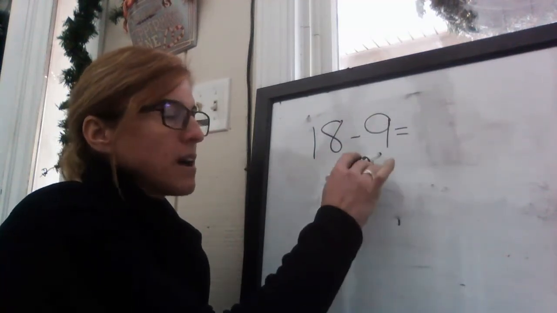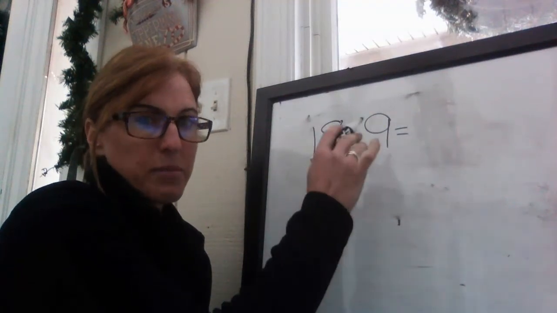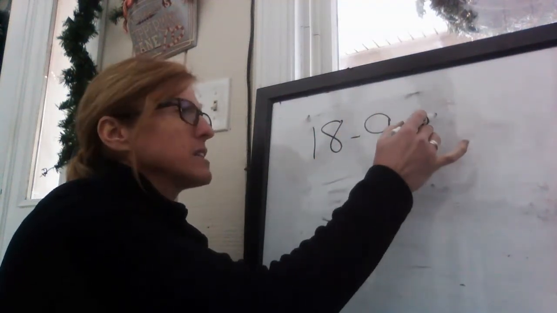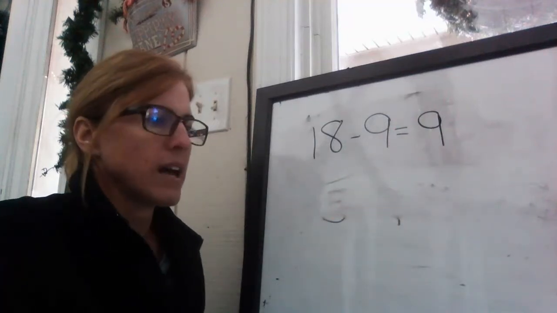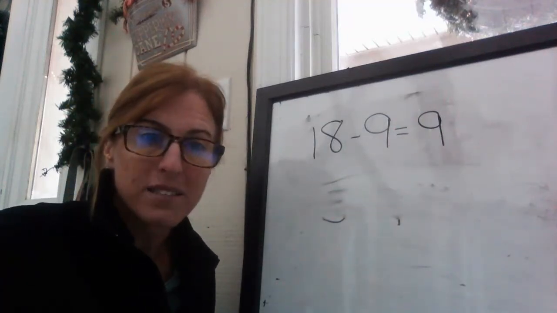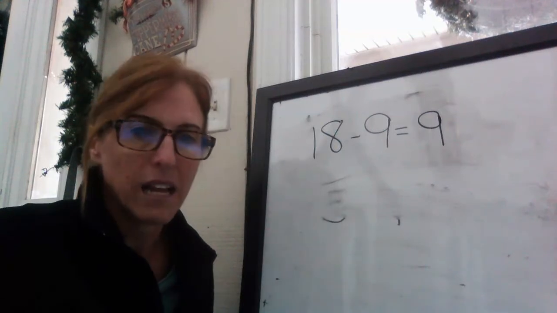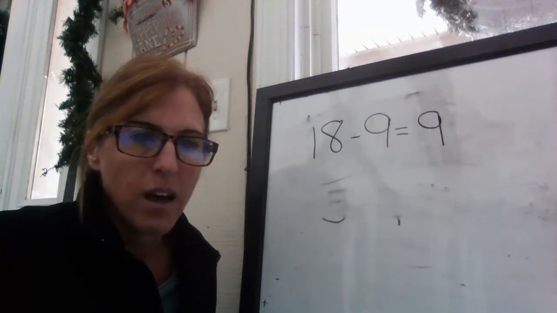18 minus 9, well, that's a doubles fact, isn't it? 9 plus 9 equals 18. And my related facts, I know then that 18 minus 9 equals 9. So he still has 9 more blocks to build with. And that makes sense. 9 plus 9 equals 18. 18 minus 9 is 9.